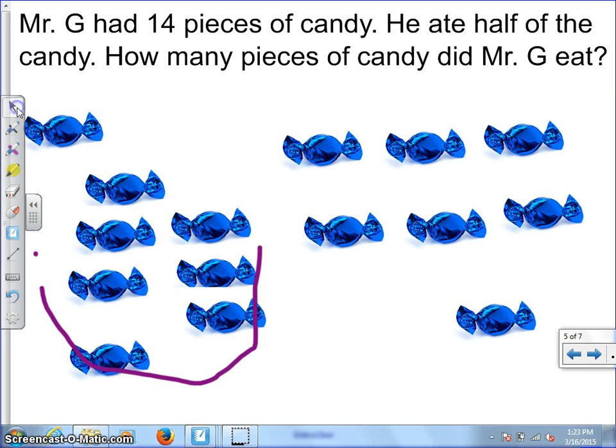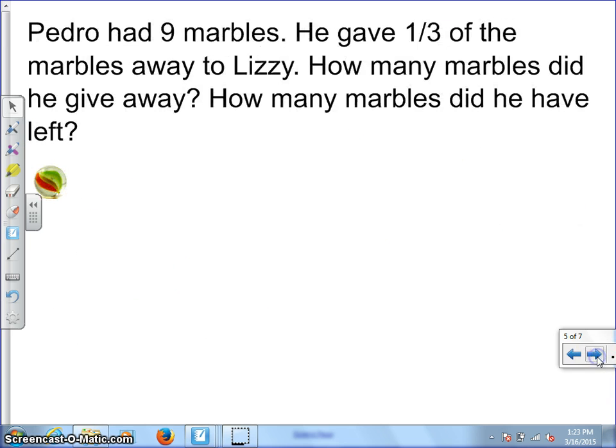Okay? Take a look at these. Alright, so here Pedro has 9 marbles. He gave 1/3 of the marbles away to Lizzie. How many marbles did he give away? How many marbles did he have left? Here's where I'm going to show you a couple of tricks you can do.